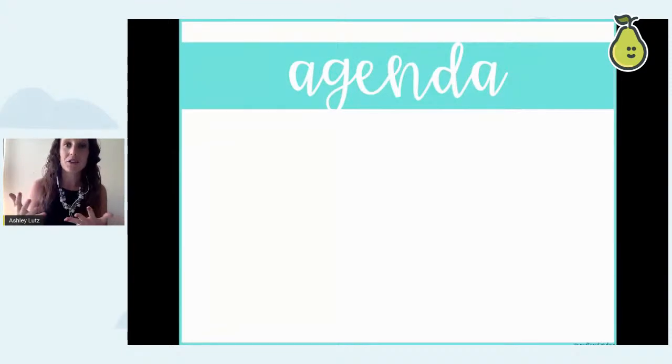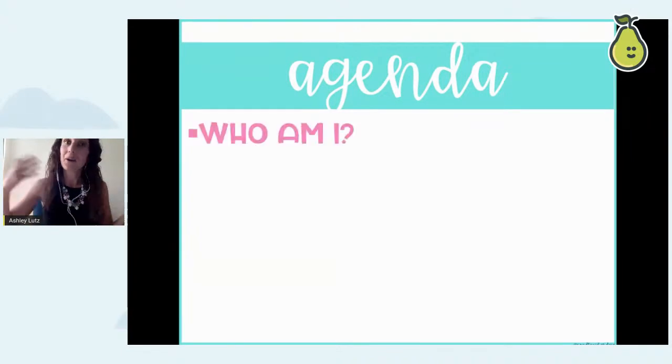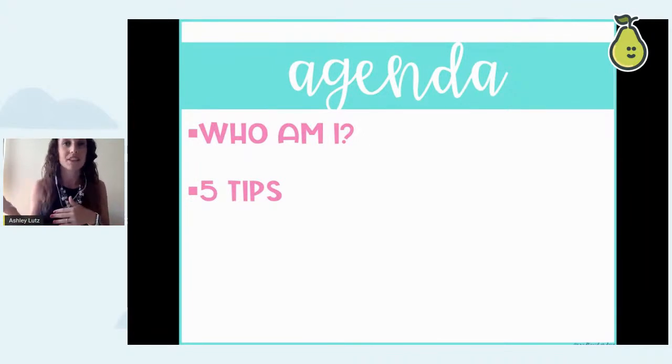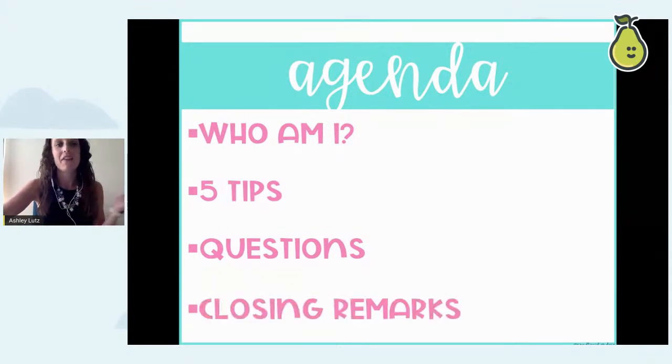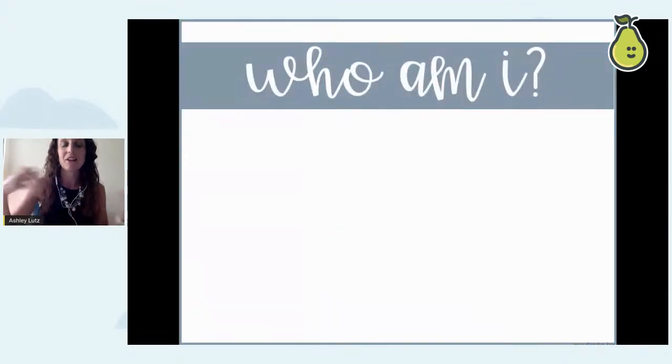So before I get into who I am, I'm going to go over a quick agenda because who doesn't love an agenda? So we're going to talk about today who I am, 5 tips to make your hybrid or distance learning classroom a little bit more seamless this year. Questions at the end. I'll take any questions you have. So if you have them, just jot them down and I promise I'll answer them at the end. And then I'll have just a quick few closing remarks. All right, so let's jump in.